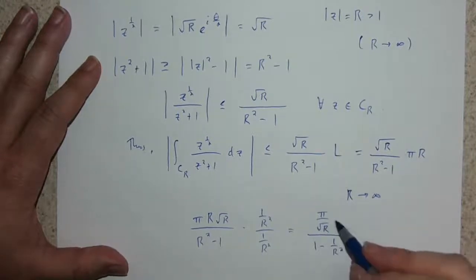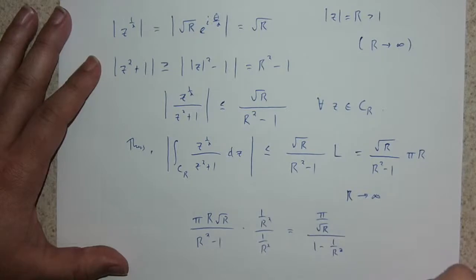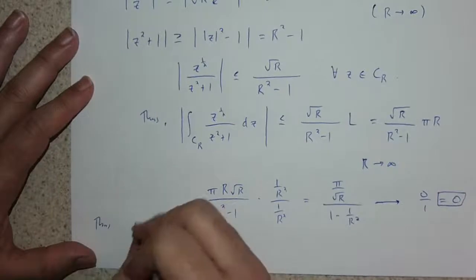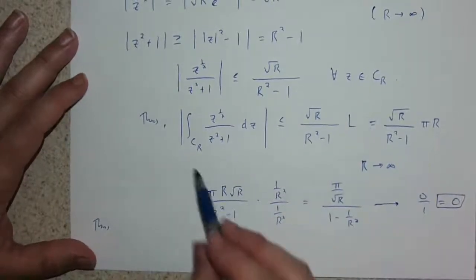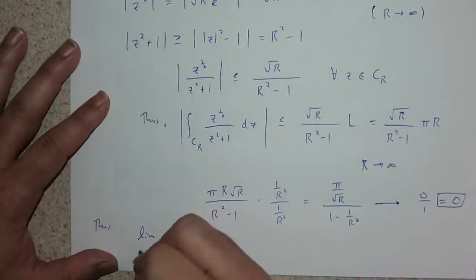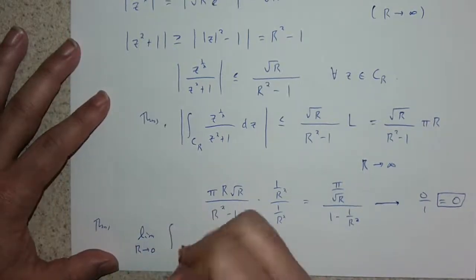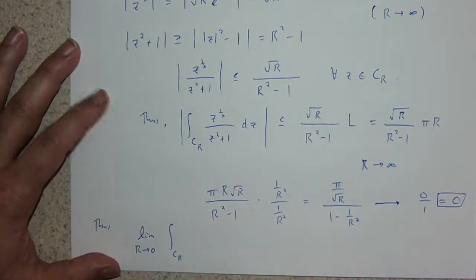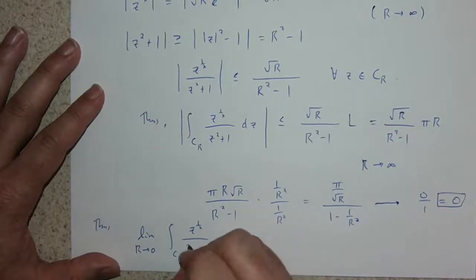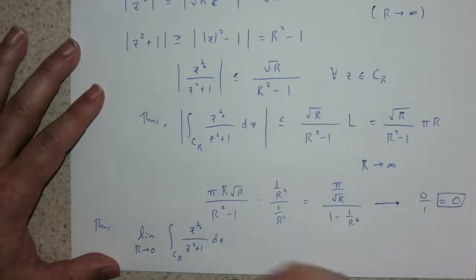Now, if I send r to infinity, this thing goes to 0, and this thing goes to 1. Right, so this goes to 0 over 1, or 0 as r goes to infinity. So this thing limits to 0, thus the limit. Because this thing limits to 0 as r goes to infinity, the modulus here limits to 0 as r goes to infinity, and so the limit as r goes to infinity of the contour integral over this contour c sub r of z to the 1/2 over z squared plus 1 dz is 0.